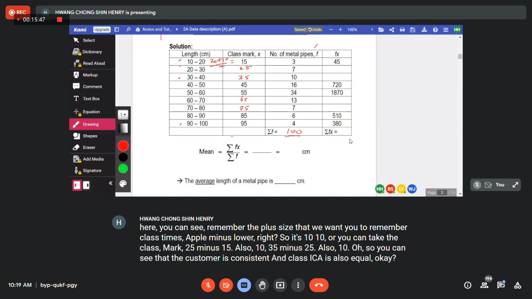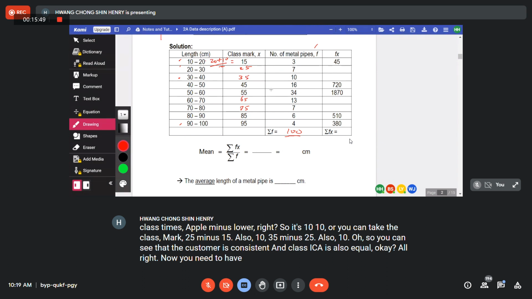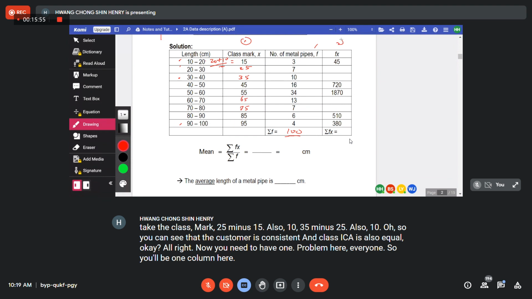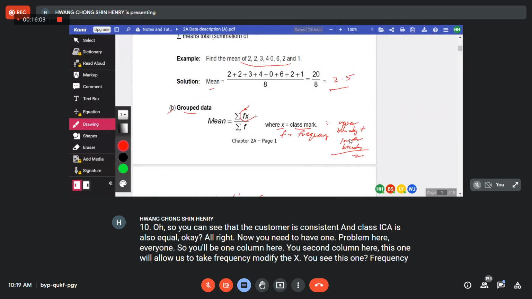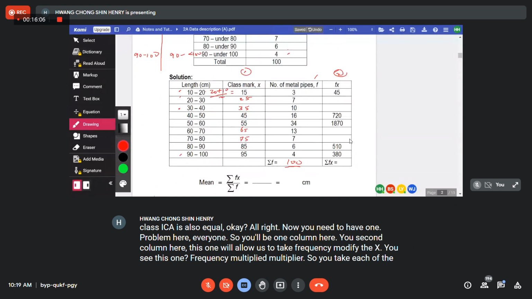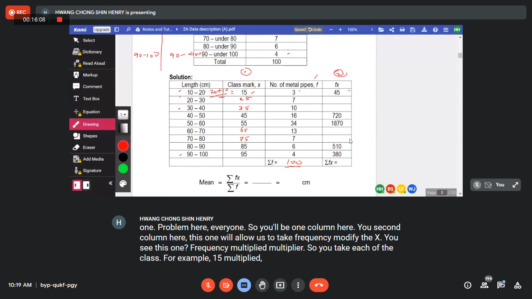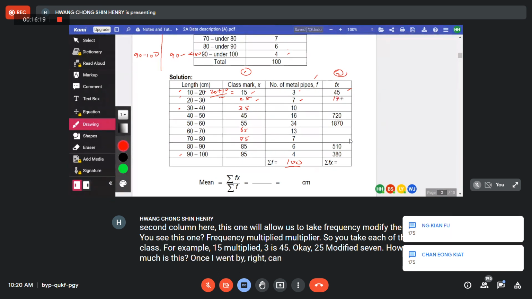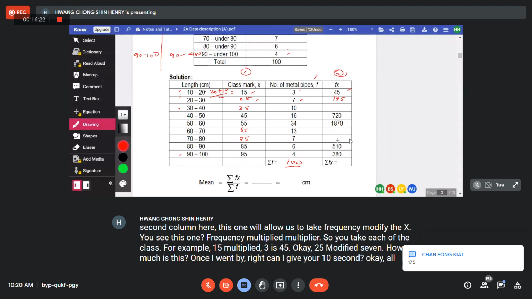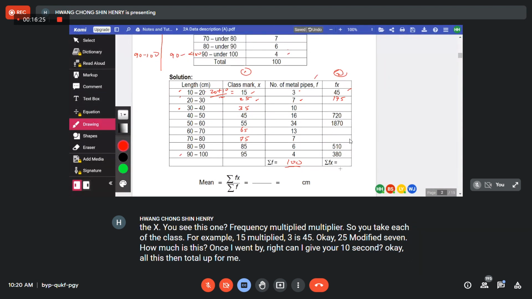Okay. All right, now you need to have one column here, everyone. So you build one column here, you build a second column here. This one will allow us to take frequency multiply the x. So you take each of the class. For example, 15 multiply 3 is 45. Okay, 25 multiply 7. How much is this? 175, right? Can I give you 10 seconds? Calculate all this. Then total up for me. How much is this?